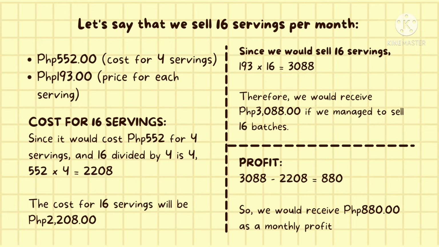We know that in order to find the profit, we must subtract the amount of money we cost from the amount of money we receive, where we subtract 3,088 and 2,208, which will give us the answer of 880. So we would receive 880 pesos as a monthly profit.